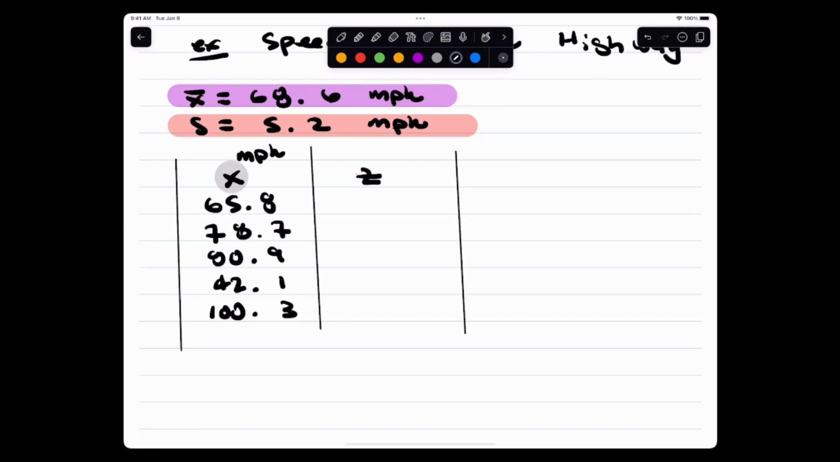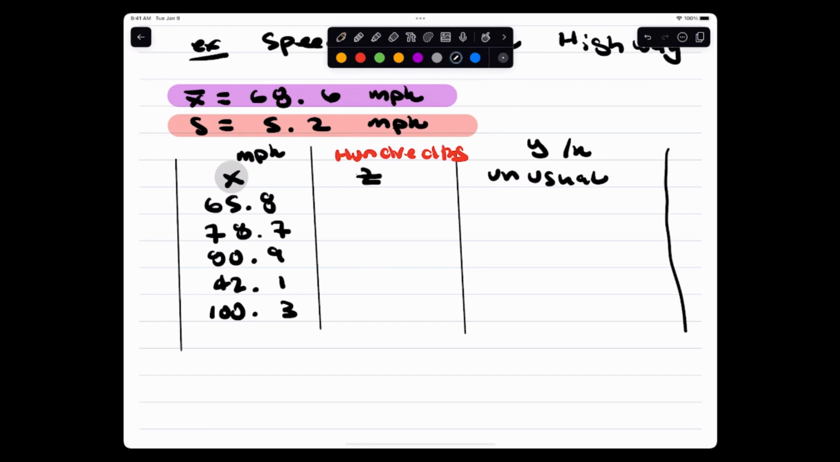I'm going to say to you, compute the Z values and tell me if any of them are unusual. That's a yes or no answer. And then remember, we're going to give z-scores to the nearest what? Hundredths. Below the 78.7, is it 80? 80.9. Okay?